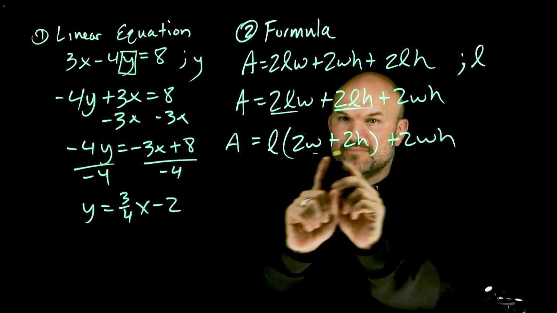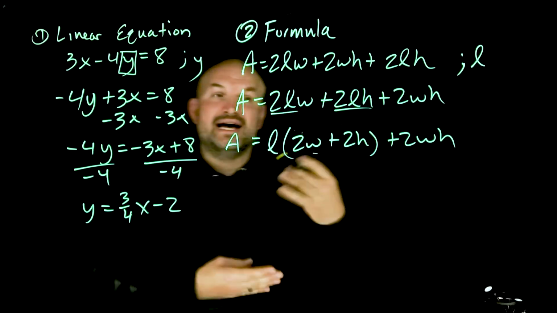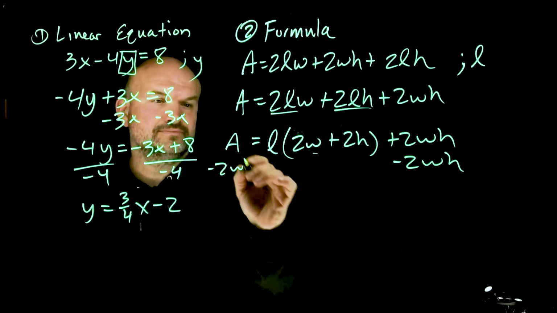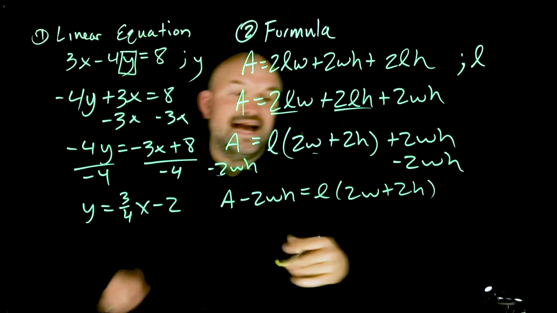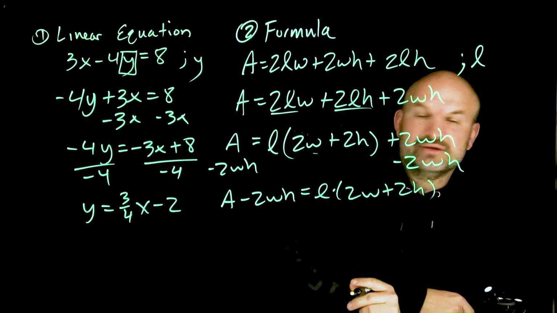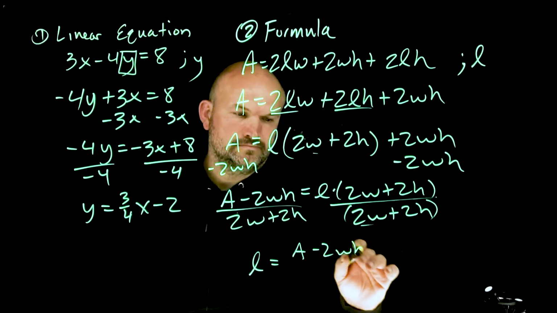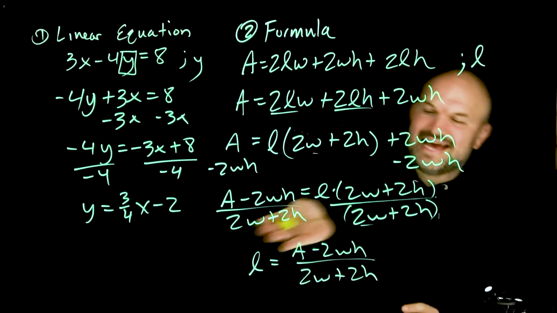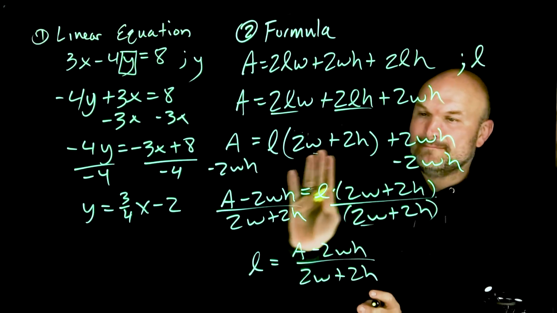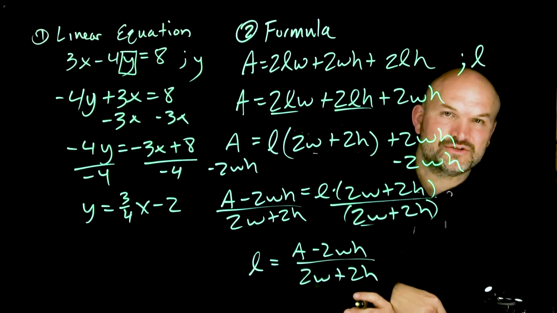I have L being multiplied by this expression, and it's being added by a 2WH. So again, applying your inverse operations, I'm going to subtract 2WH on both sides. And now, to undo multiplication, all I'm simply going to do is divide by 2W plus 2H. Now, I didn't like having the L on the right-hand side, so I went ahead and flipped everything. But you can see here now, by applying these inverse operations, I now have the expression where my L is going to be isolated.